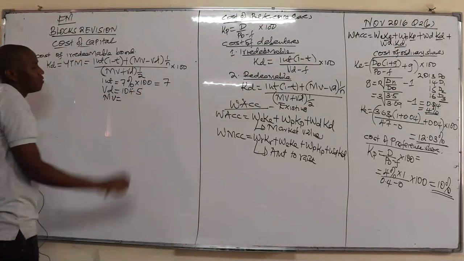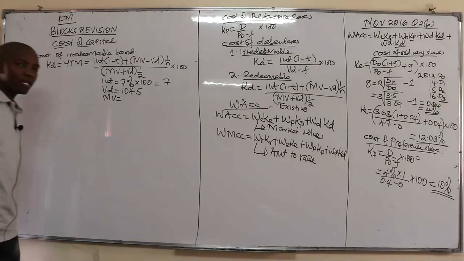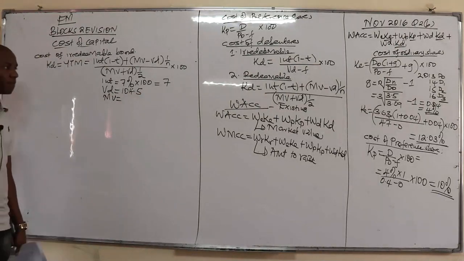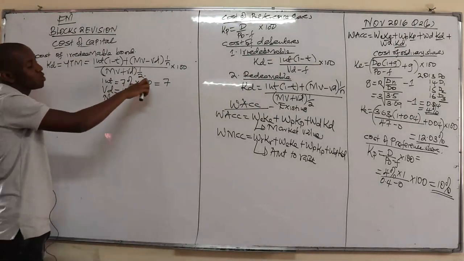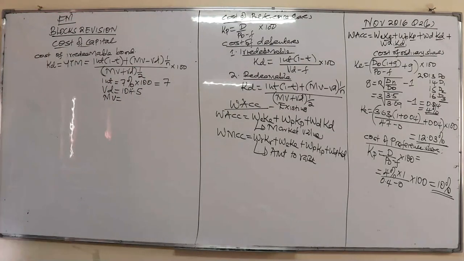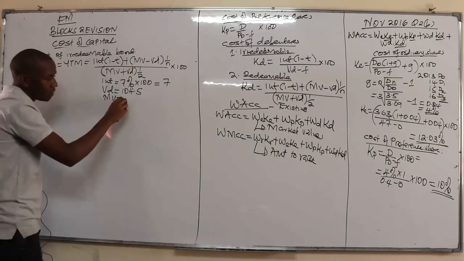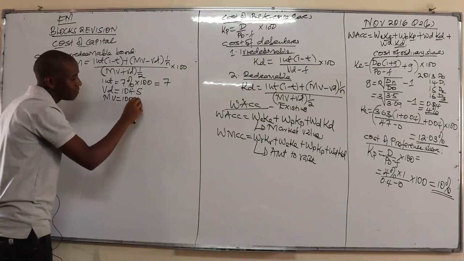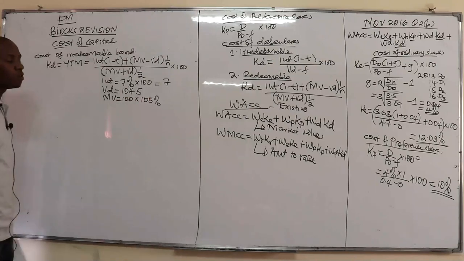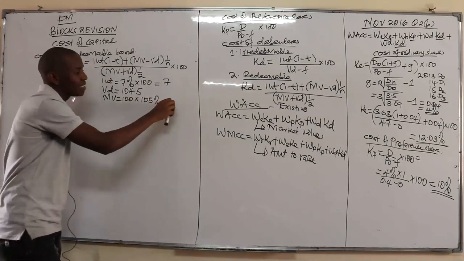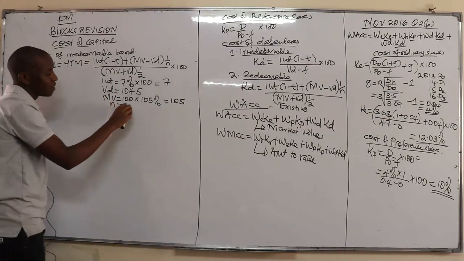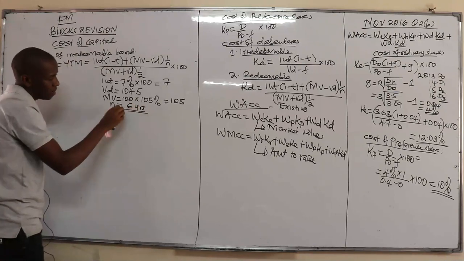If we were not given that 5% premium, the maturity value should be the par value. But in this case, the bonds were redeemed at a 5% premium. So we take that 100 and multiply by 105%. We have to include that premium, so it will be 105. So with that, we know the maturity value, and they are redeemable after 6 years.